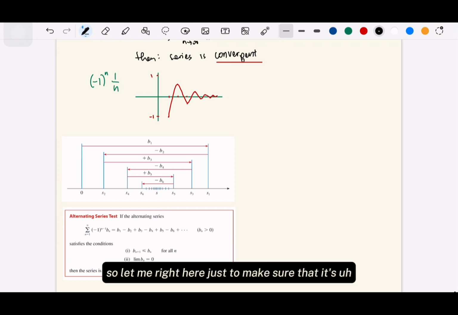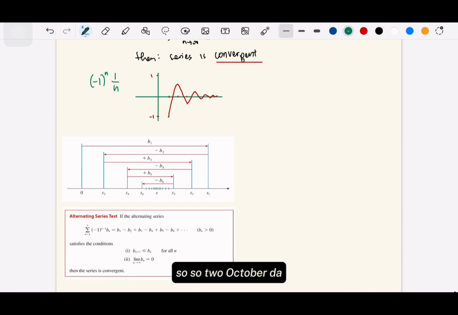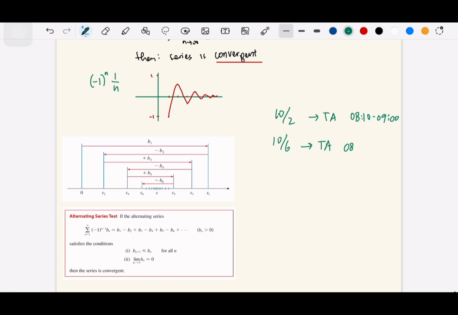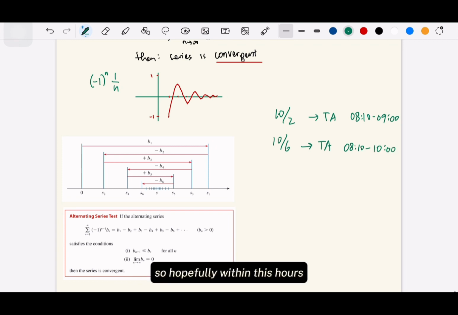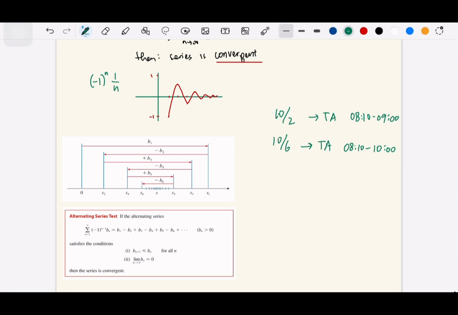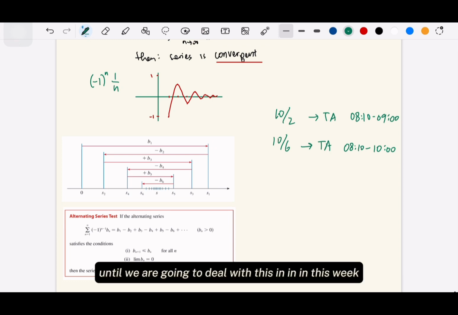Okay. So let me write here just to make sure that everyone knows. So 2 October TA, 8, 10 to 9, right? And then 6 October there will be another TA, 2-hour class. Okay. So hopefully within these hours, your TA can give you more practice about chapter 11 up until what we are going to deal with in this week.